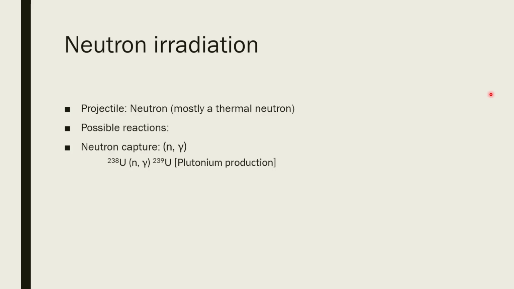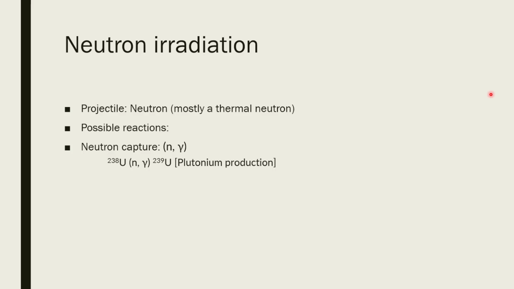This is the plutonium production, because the uranium-239 then does beta-minus decay to form neptunium-239, which then also does beta-minus decay in order to produce plutonium-239. So there is an (n,gamma) reaction. But of course, we can have other reactions.